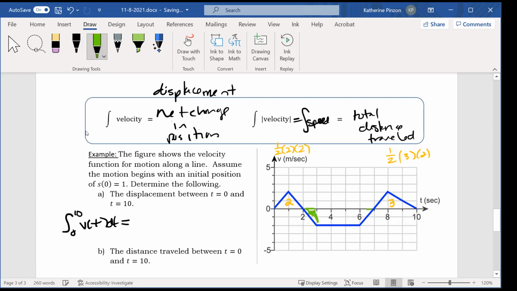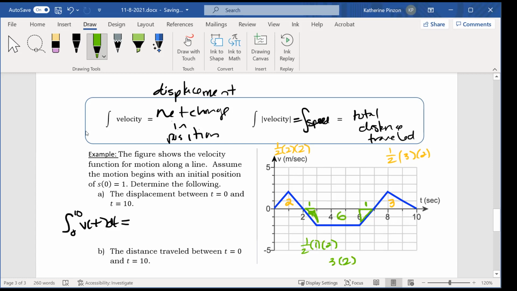Now I'm going to do this one right here, and it looks like it's the same as this one right here. Do you agree? Okay. So 1/2, base 1, height 2. So this green guy is 1, and this green guy over here is exactly 1 as well. What's this last shape? A rectangle, yeah. So base 3, height 2 makes 6 here.